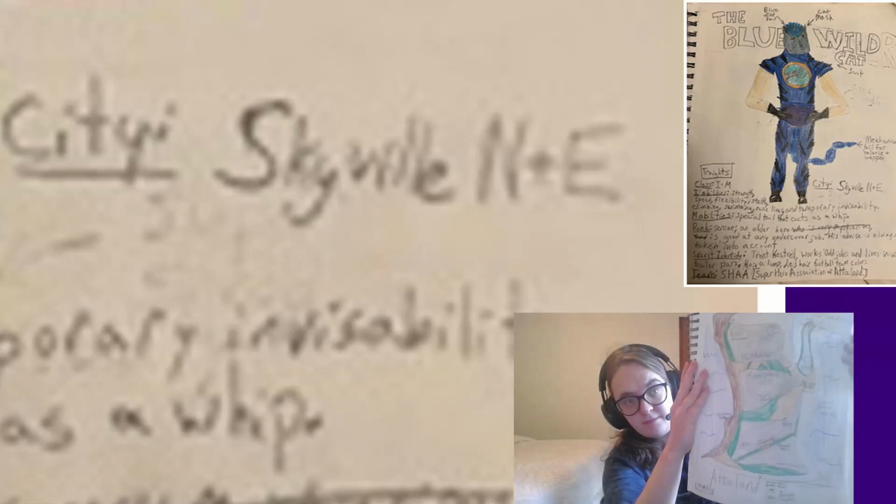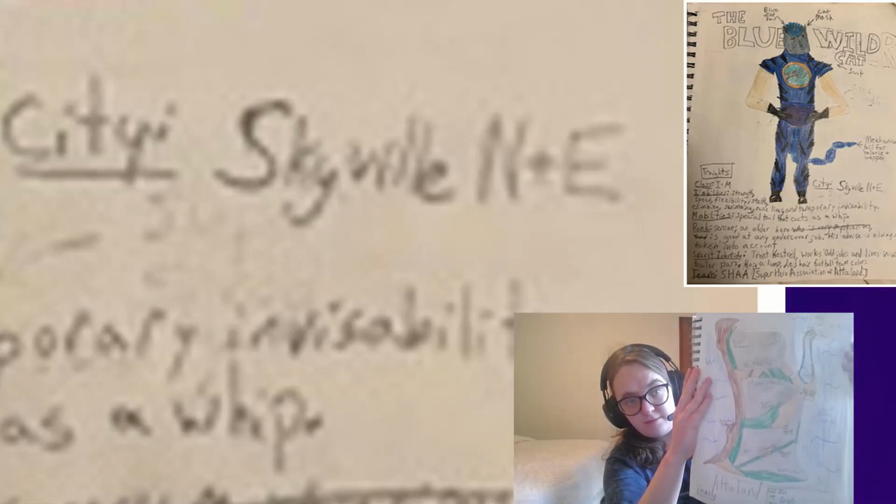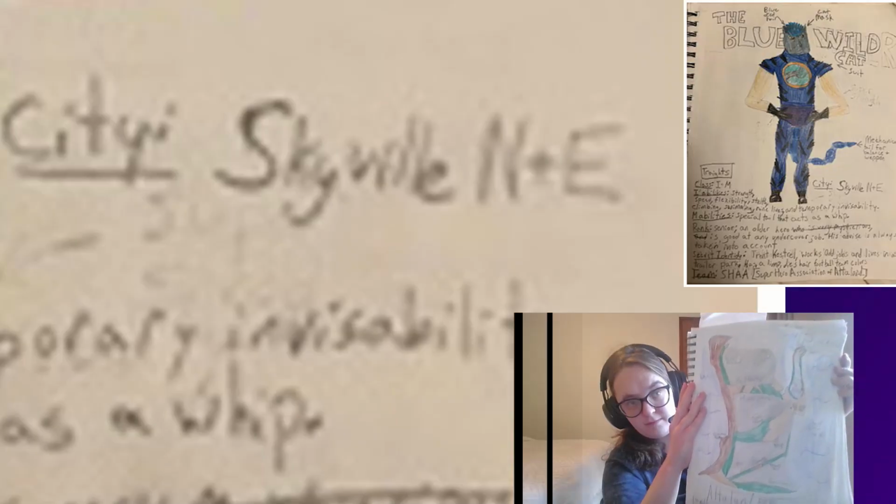Traits, spelled incorrectly. I spelled it the same way for every character in this set. Class: I plus M, which stands for having inherent powers and mechanical powers. Going across: City, Skyville, north and east. This is the map I drew. I might have added this in later after I drew the map.